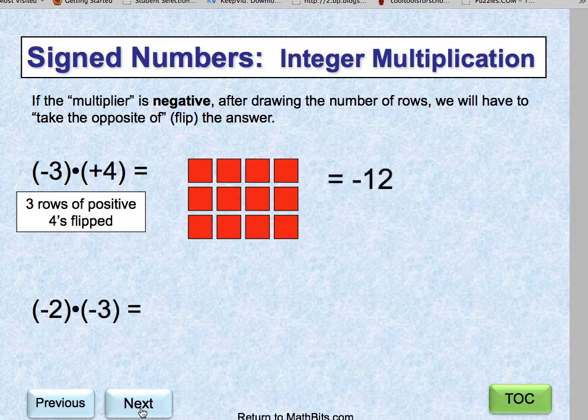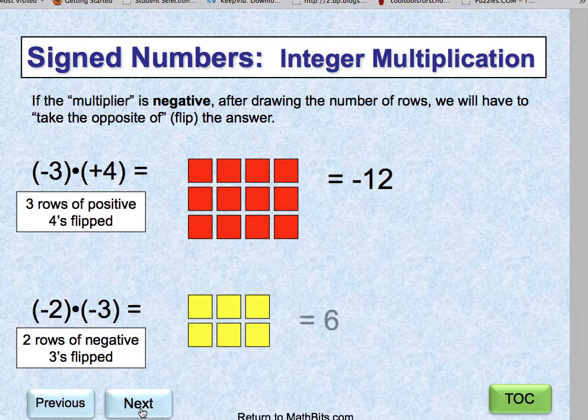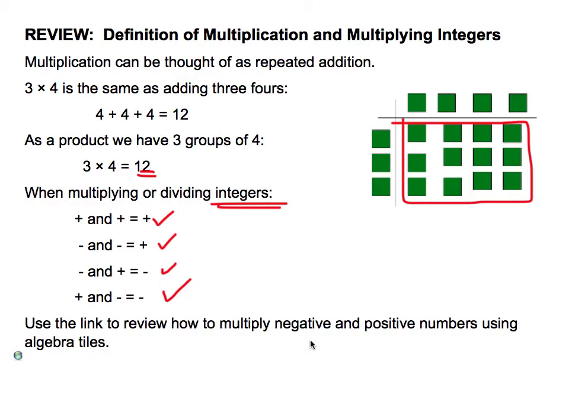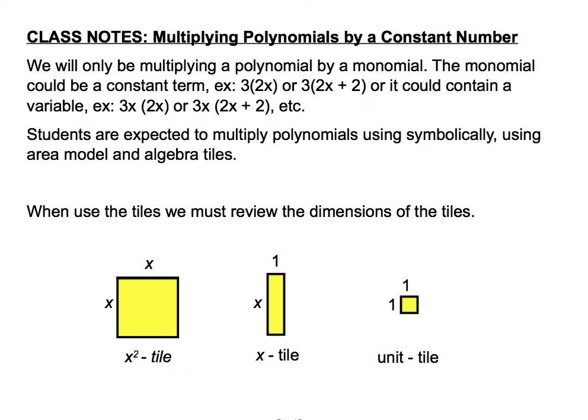If my first integer is negative, I'm actually going to take 4 positive integers, 3 groups of them, and then I'm going to flip them. And that's why I have 12 negative tiles. In negative 2 times negative 3, I have 3 negatives, which were red to start with. I have 2 rows of them that need to be flipped, and that's why I have positive 6. Okay, so that's just a neat little review of what you did in grade 8.